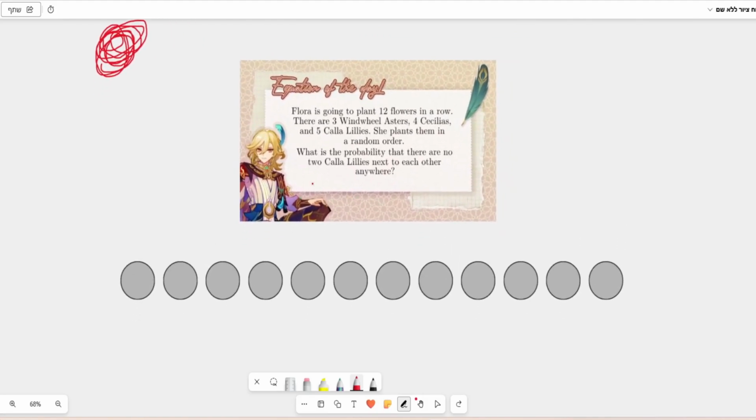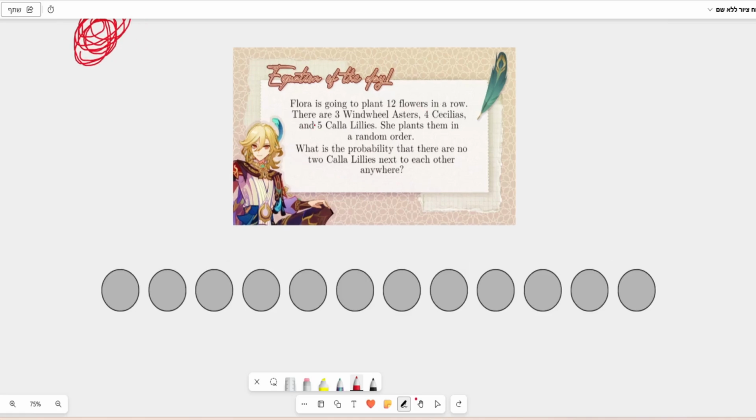So now we can tackle the question. Flora is going to plant 12 flowers in a row. There are 3 windwheel asters, 4 cecilias, and 5 calla lilies. She plants them in a random order. What is the probability that there are no 2 calla lilies next to each other anywhere?